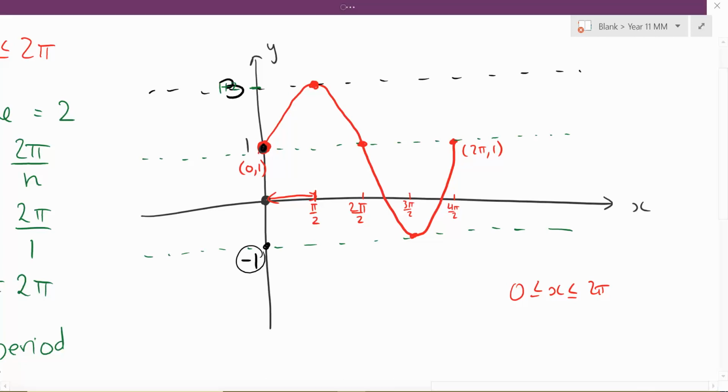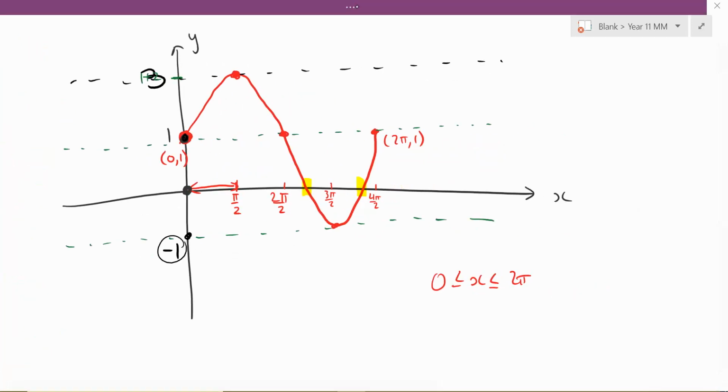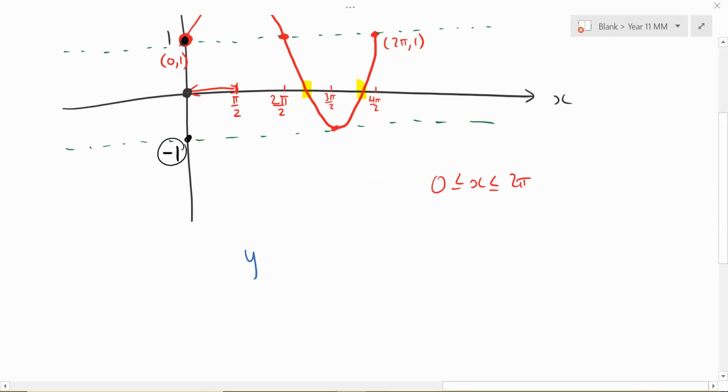The only thing I'm now missing is my x-intercepts. So if I were to sketch this graph now, the x-intercepts, how do I calculate that again? We've got y equals 2 sine of x plus 1.